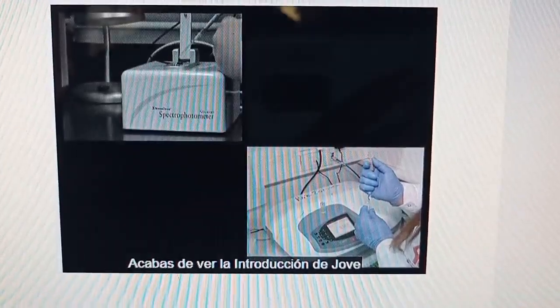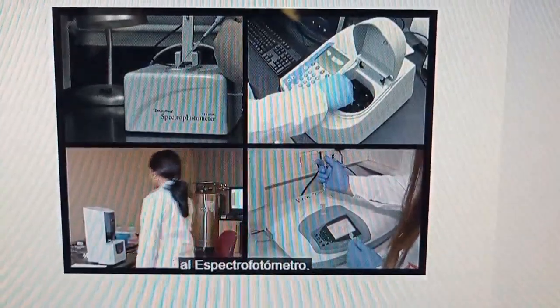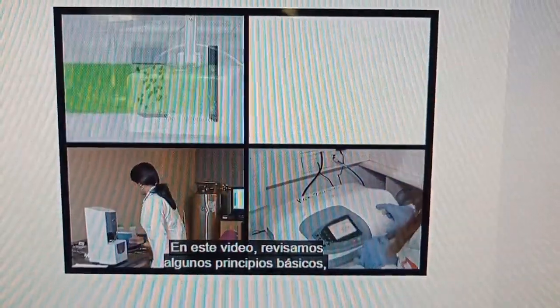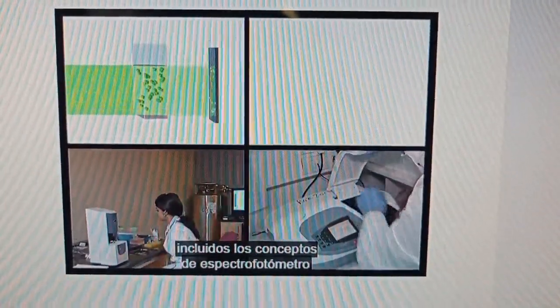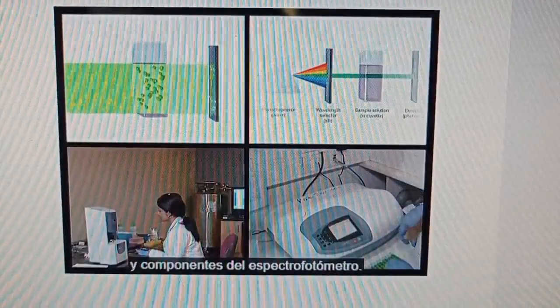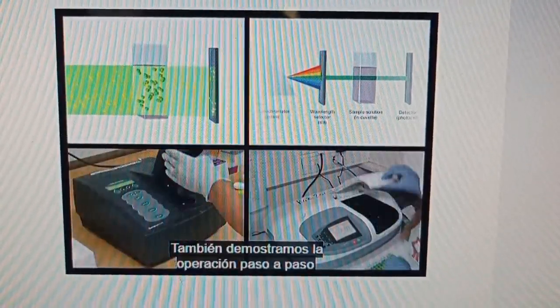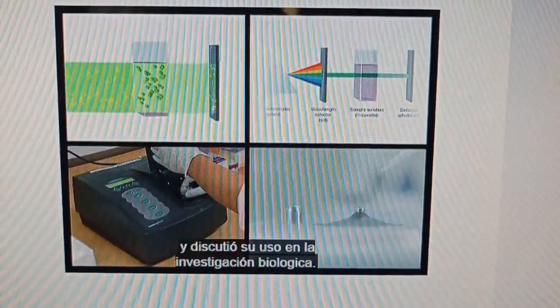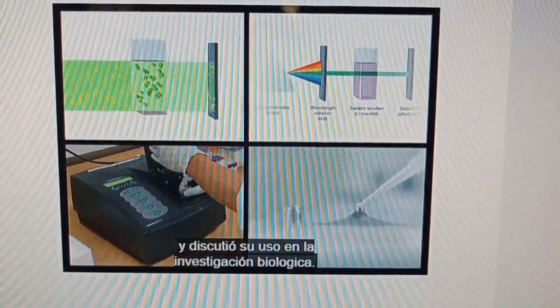You've just watched Joe's introduction to the spectrophotometer. In this video, we reviewed some basic principles, including spectrophotometry concepts and spectrophotometer components. We also demonstrated step-by-step operation of the spectrophotometer and discussed its usage in biological research.